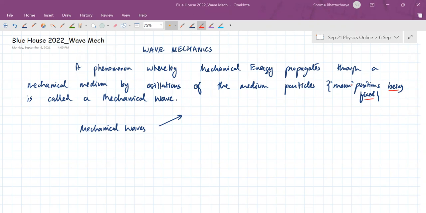Charges flow from electron like that. That is an electromagnetic wave. Okay, so for example, your radio waves or your visible light or X-rays or microwaves, these are all examples of electromagnetic waves.